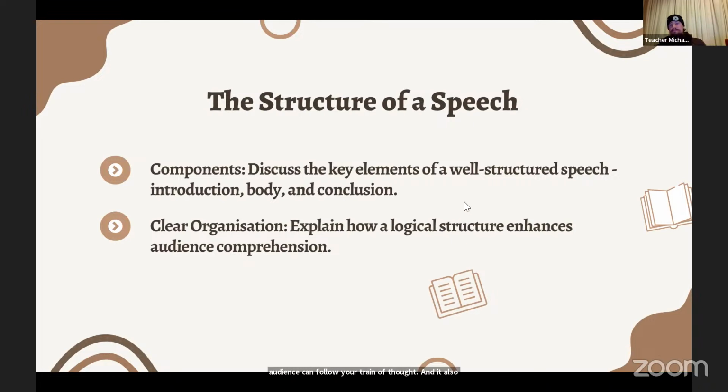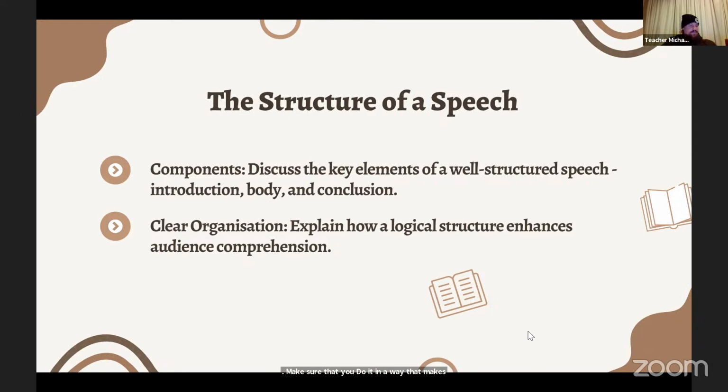Because if you jump from one topic to the next too hard, and it's too sudden, the audience needs time to adjust. And by the time they've adjusted, you've already moved on and you've left them behind. So make sure that when you change subjects in your speech, you do it in a way that makes sense.